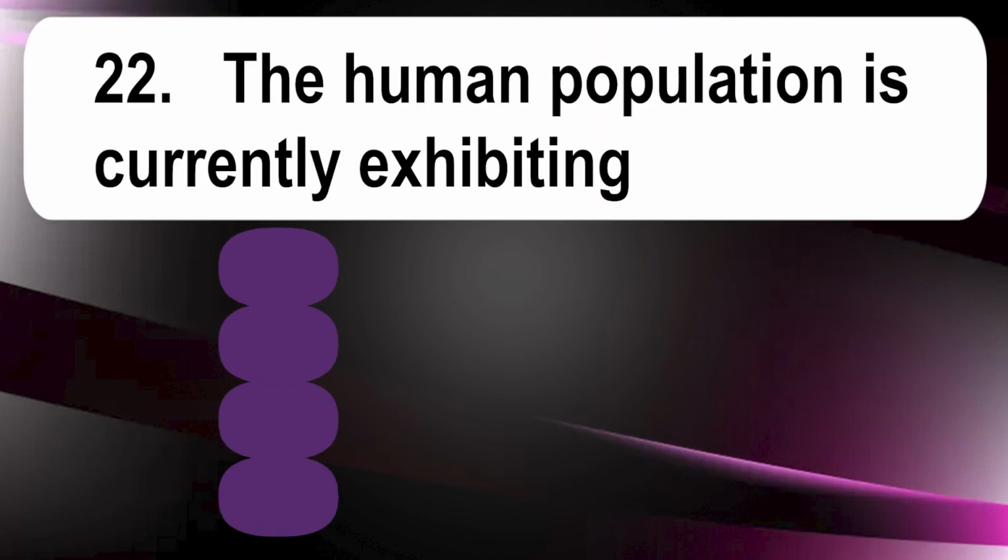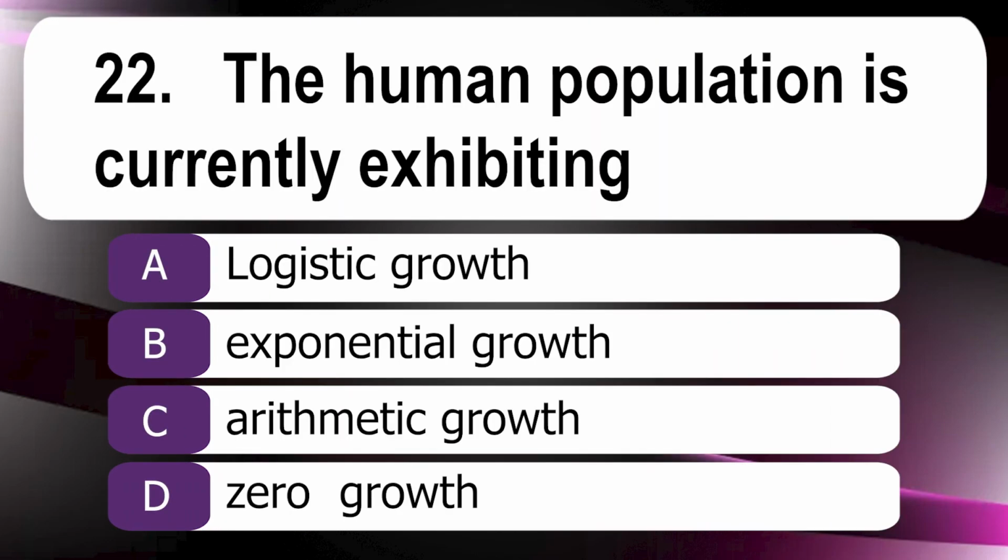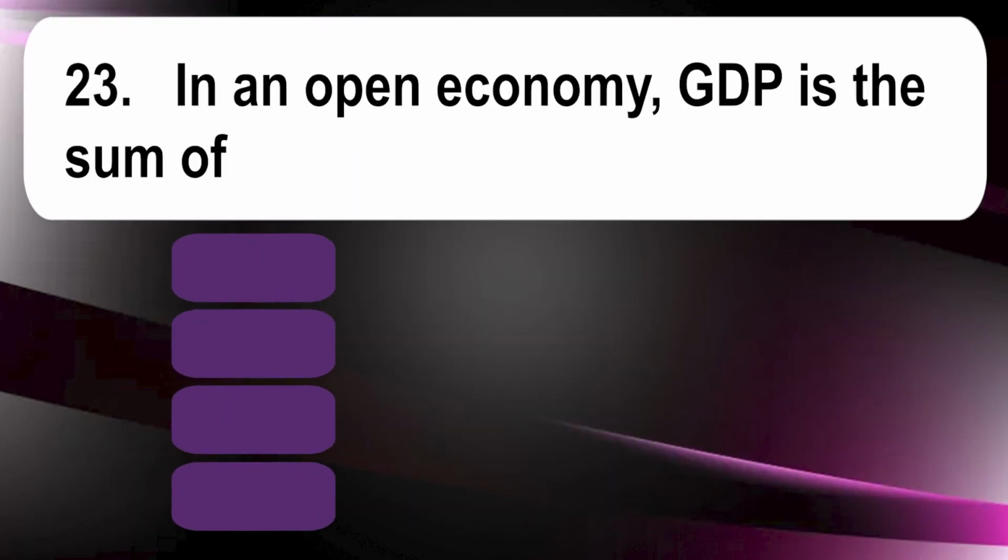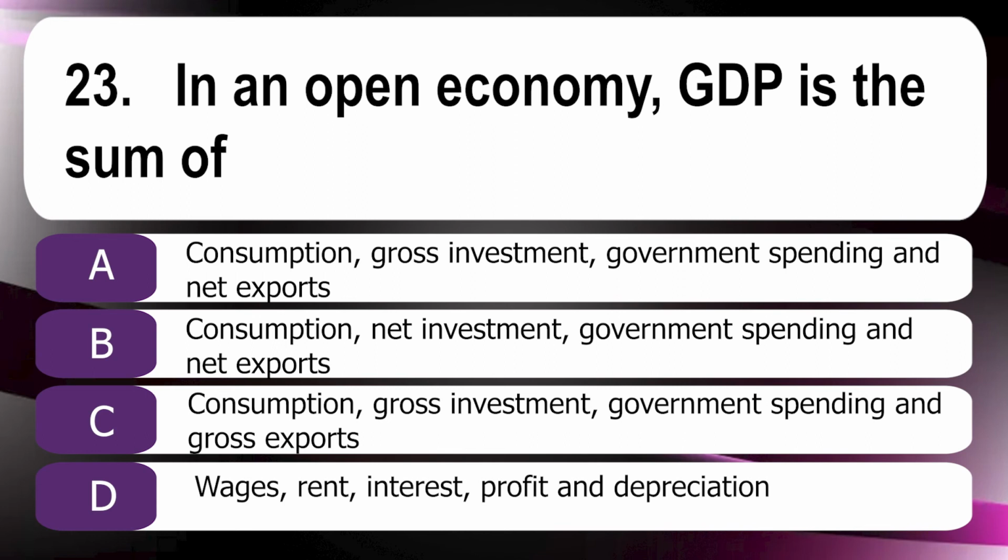22nd question. The human population is currently exhibiting A. Logistic growth. B. Exponential growth. C. Arithmetic growth. D. Zero growth. The correct answer is B. Exponential growth.